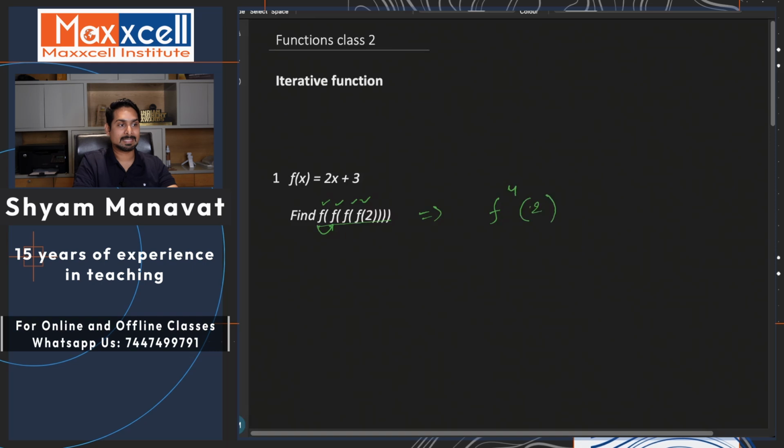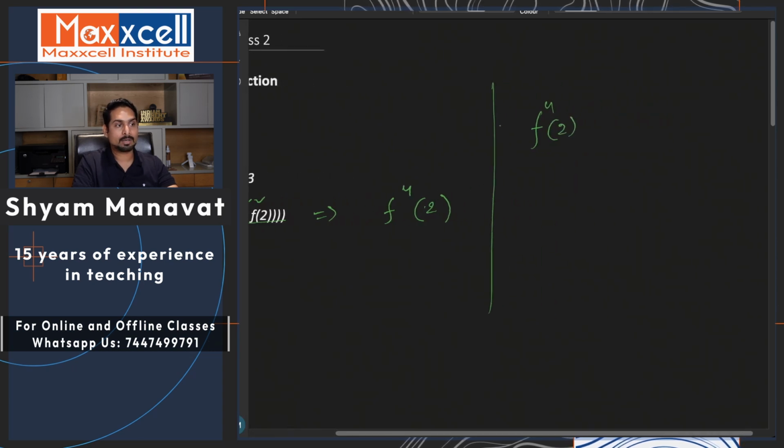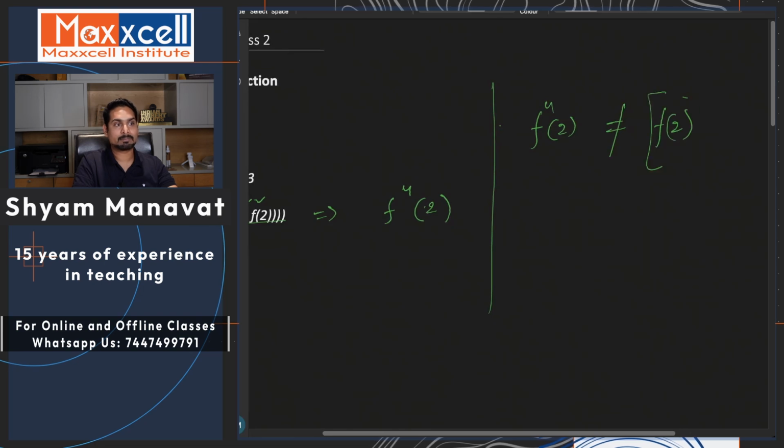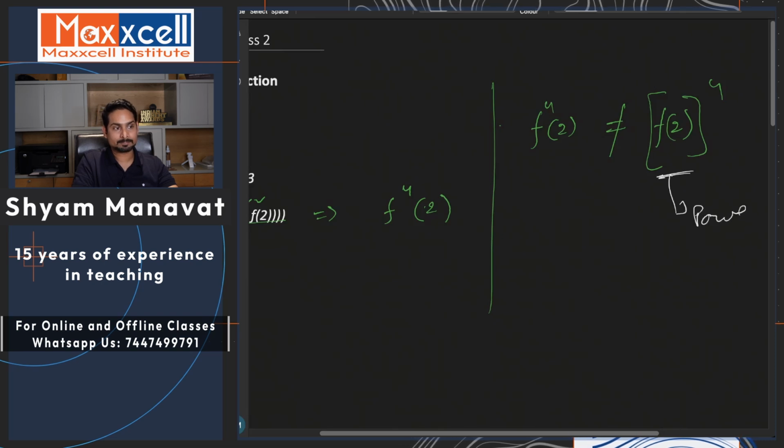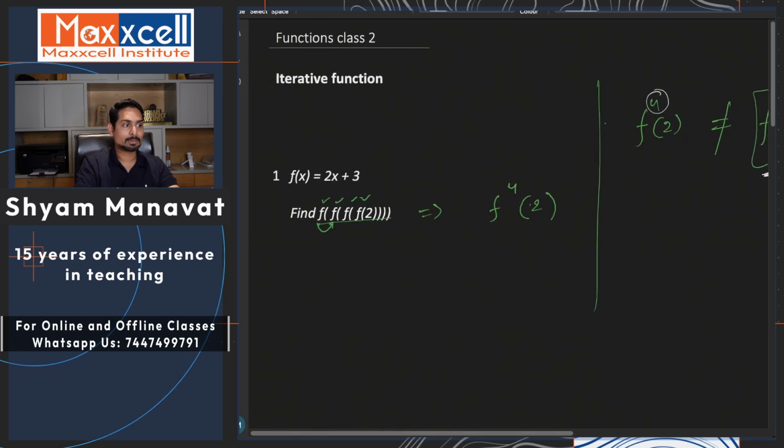Understand, there is a difference between writing f^4(2) with the fourth order, and writing f(2) to the power 4. Here the power expression represents the power of the function, and this 4 represents how many times the function is repeating. Yeah, it's iterating. Iterative function. Let me solve this for you.